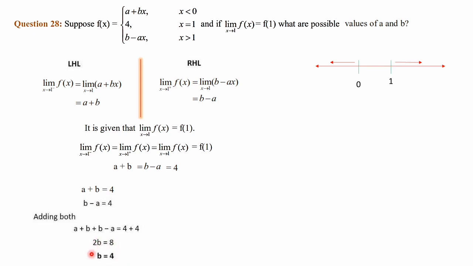Since one value we have got, we can substitute in any one of the equations, that is a plus b is equal to 4, I am considering. Substitute here the value of b, that is a plus 4 is equal to 4, 4 and 4 cancelled, a equal to 0 we will be getting. So here the possible values of a and b we have got, a is equal to 0 and b is equal to 4. Move on to question number 29.